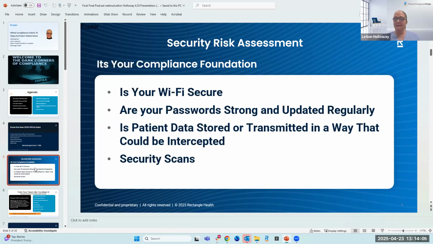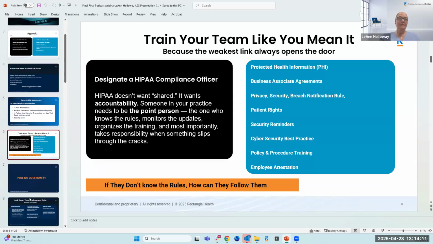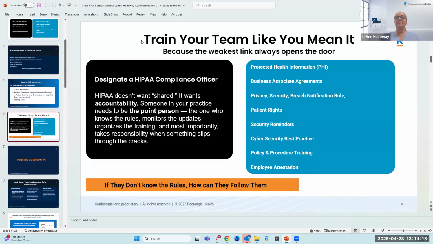All right, let's jump to the next one. Train your team. This is another one that is absolutely huge. So train your team like you mean it. Because I'm sure you've heard this before: the weakest link always opens the door. Think about that for a second. The weakest link always opens the door. Technology will fail, but people can be trained to spot risks, but you have to invest the time in them.